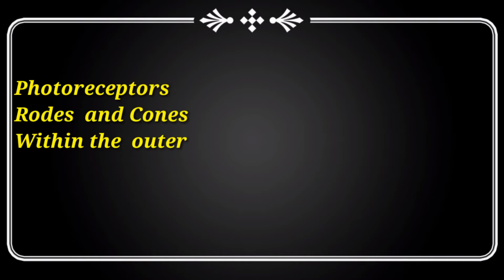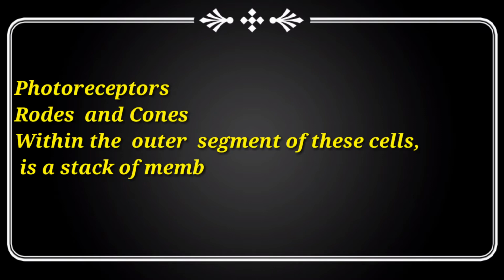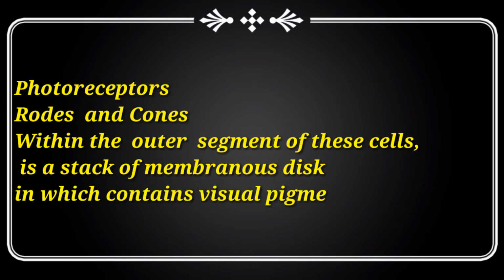Photoreceptors. There are 2 photoreceptor cells, rods and cones. Within the outer segment of these cells, there's a stack of membranous discs which contain visual pigments. Visual pigments are embedded in these discs.